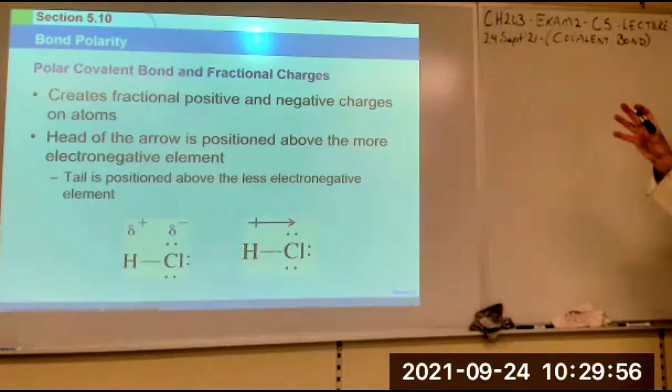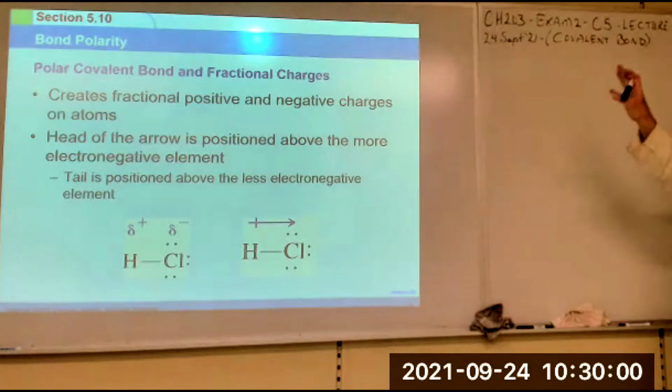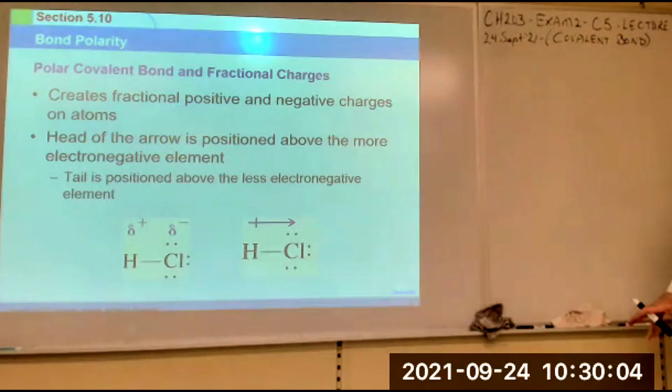Since there's only one bond here, what does that say about the molecule? It says the molecule is also polar. If you have multiple bonds, then you have to consider not just the polarity of the bonds, but geometry.